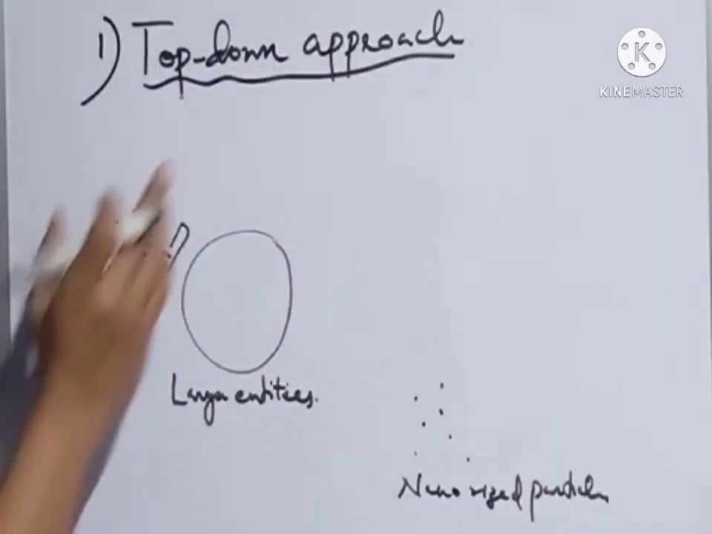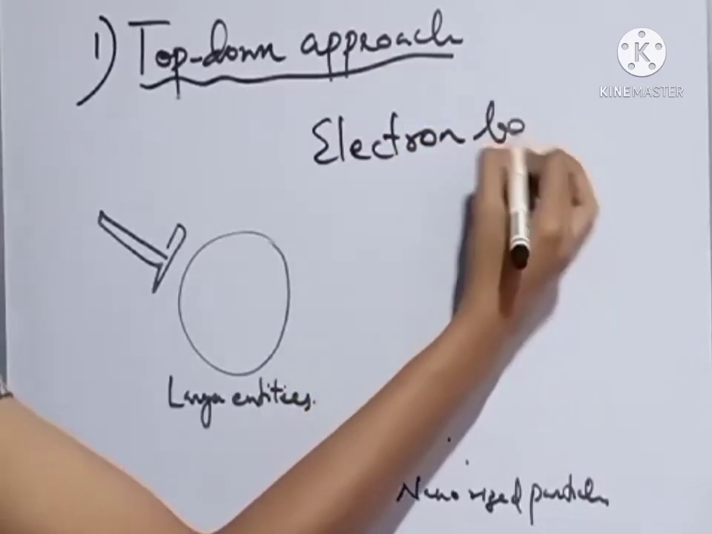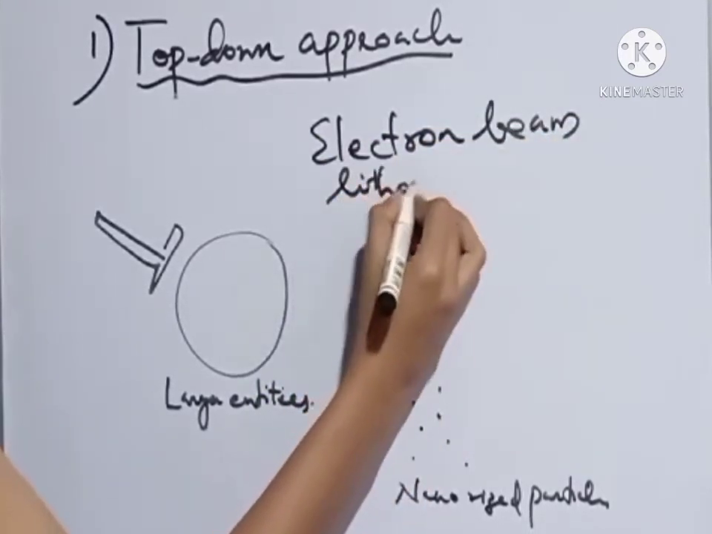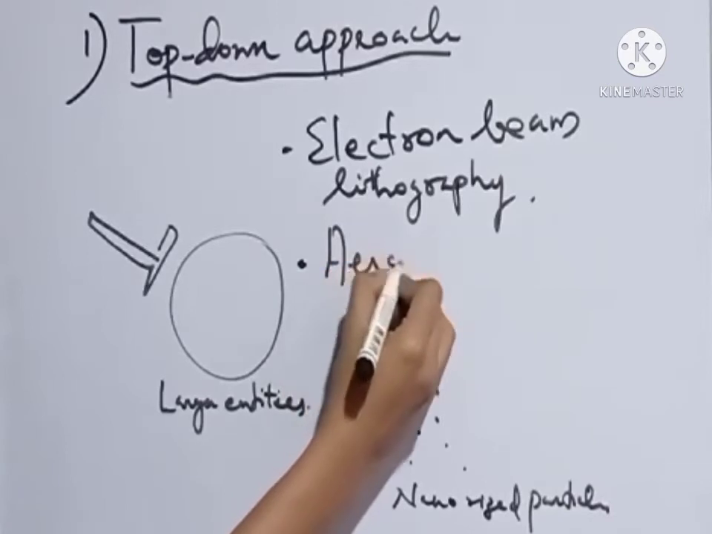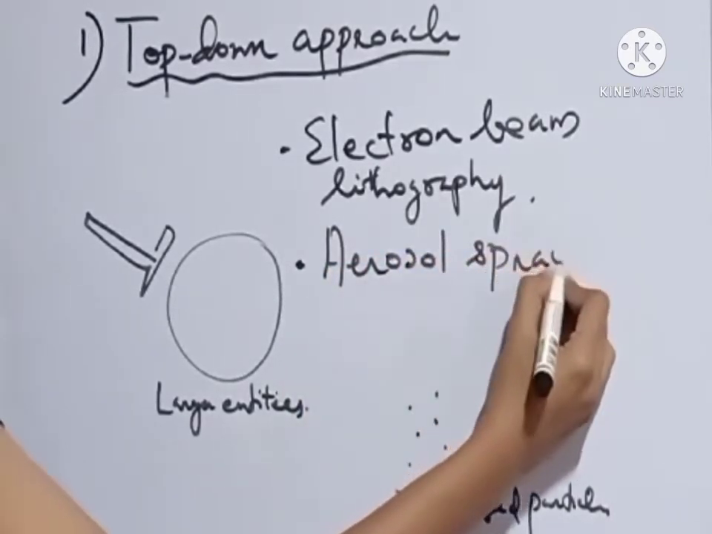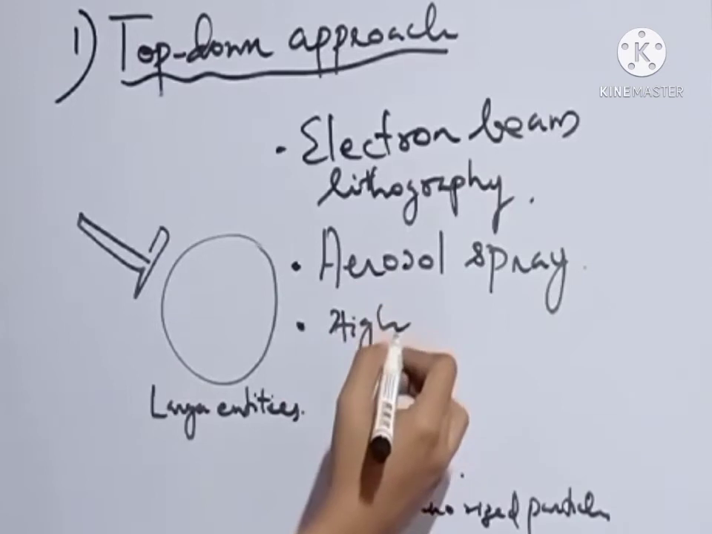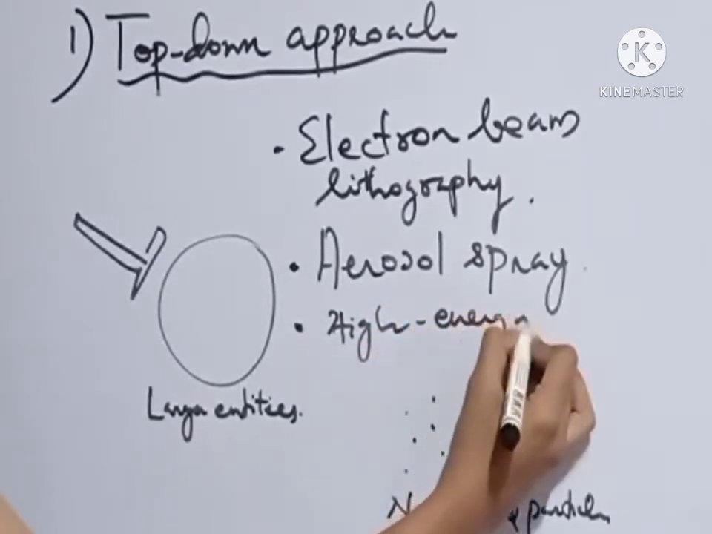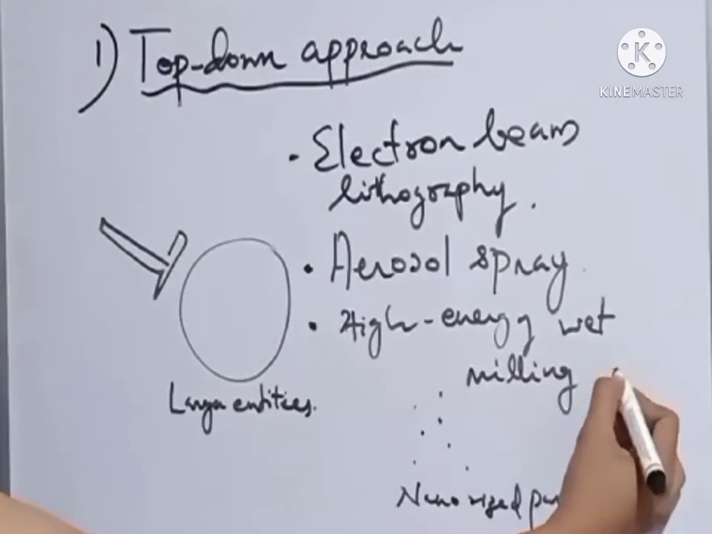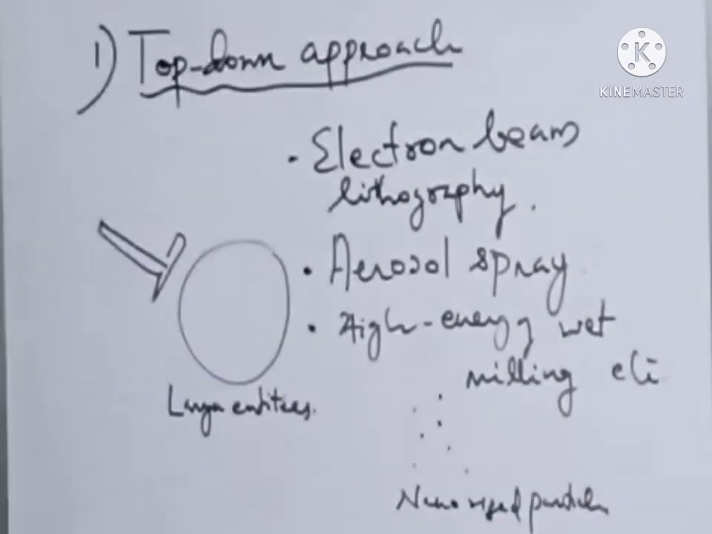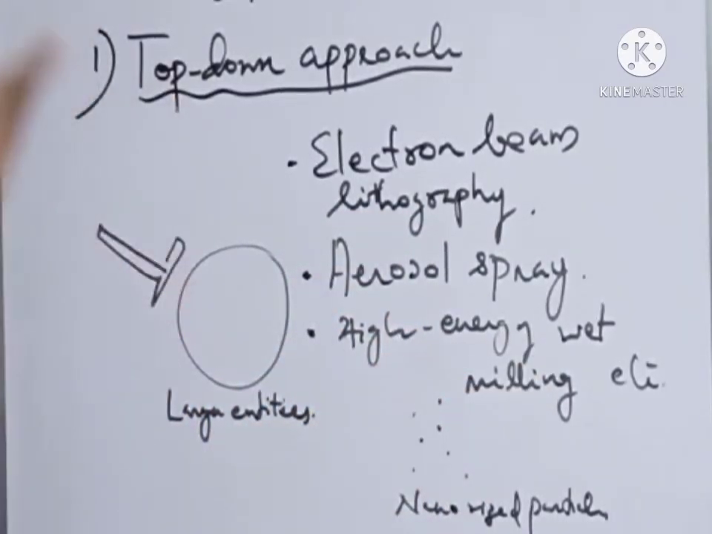The important techniques coming under top-down approaches are electron beam lithography, then aerosol spray, then high energy wet milling, etc. So electron beam lithography, aerosol spray, high energy wet milling, etc. are some examples of top-down approach techniques.